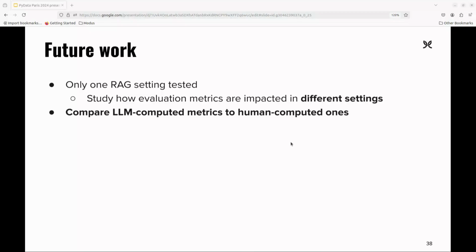And if you were paying attention, you would have noticed that we did that for only one RAG setting. So we want to do it for multiple and different RAG settings to see if we maintain the same results for these settings. And we also want to compare that to manual or human computed metrics to see how they compare to LLM computed metrics.